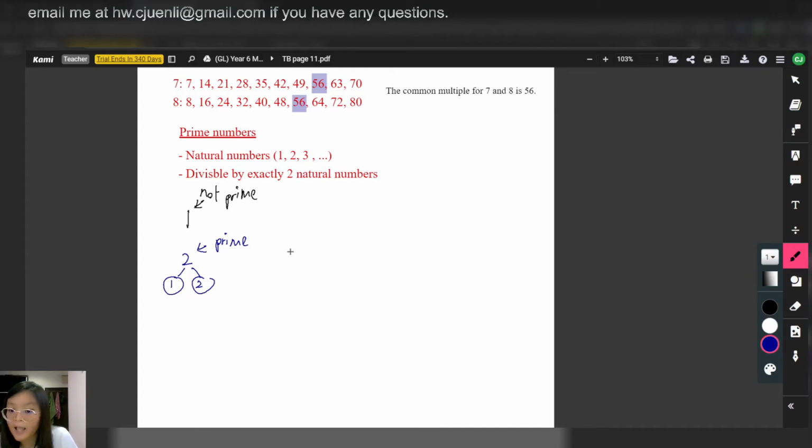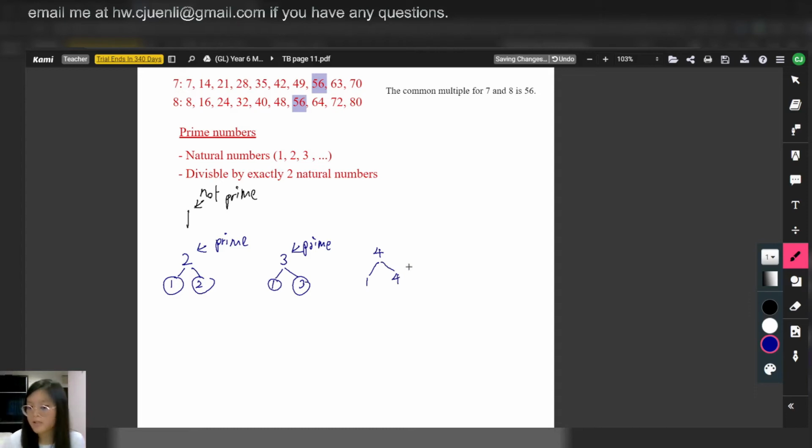Let us look at number 3. 1 times 3 is 3. So yes, this is also a prime number. Now let's look at 4. All right, so 1 times 4.